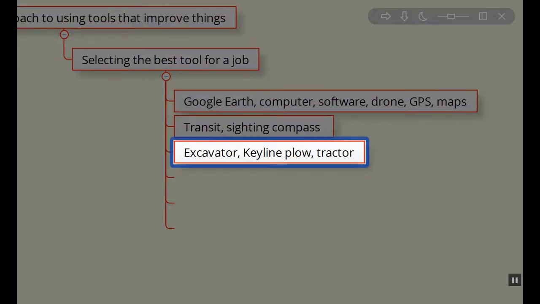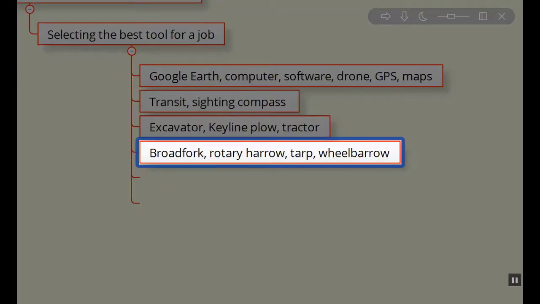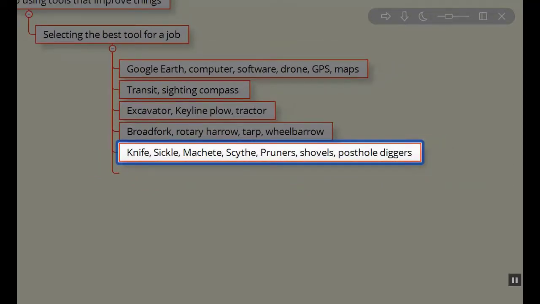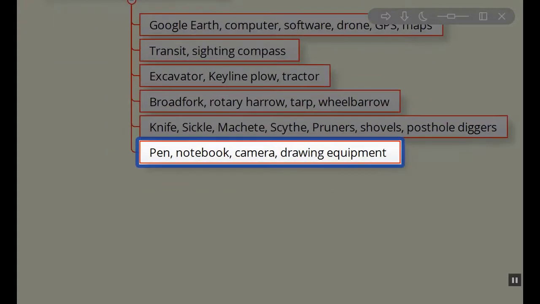I use an excavator, I don't use a keyline plow, but I do have a tractor. There's many materials that I move around. I use a broadfork, a rotary harrow, tarps, and wheelbarrows. I use knives and sickles, machetes, scythes, pruners, shovels, post hole diggers, pens, notebooks, cameras, drawing equipment, recording equipment. I use Evernote to keep notes in as well, and Wunderlist to take notes when I'm out in the field.